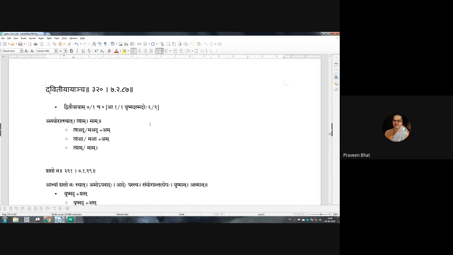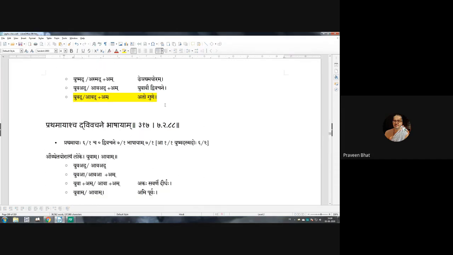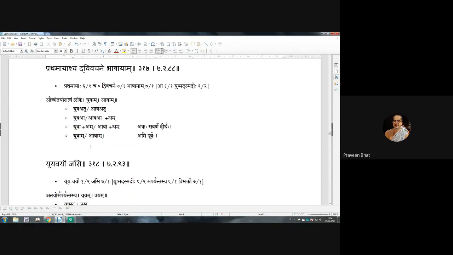I had also marked something, the sequence wise, the step wise: Ato Gune will apply here. So which is the sequence for that, I made a correction and shifted the next step to the next sutra. So Prathamayaccha Dvivachane Bhashayam, there will continue. Ato Gune will apply here, and then further steps are going to continue with the next sutra.